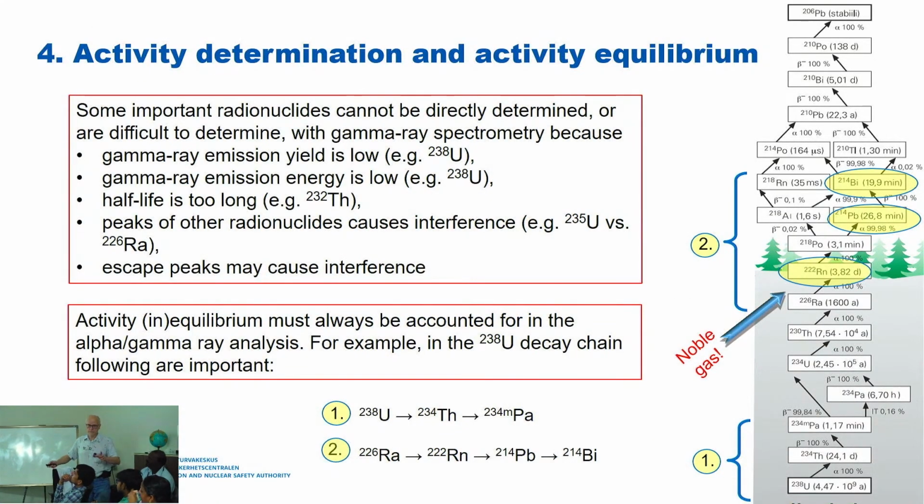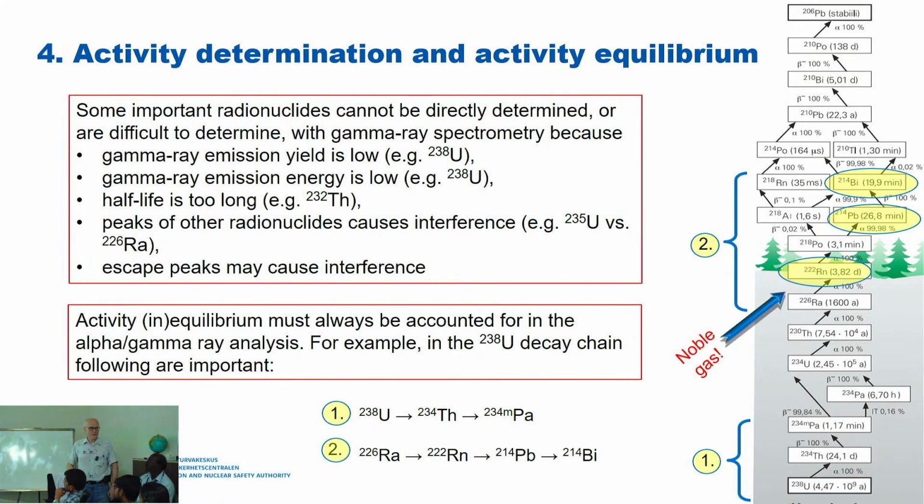So, let's go back. Because in this case, when we want to analyze radium-226, we cannot use it because its emission yield is so small and its peak is together with uranium-235. And it has practically only one peak. So we have to analyze its daughters. But then we must know the equilibrium. There is a problem here.